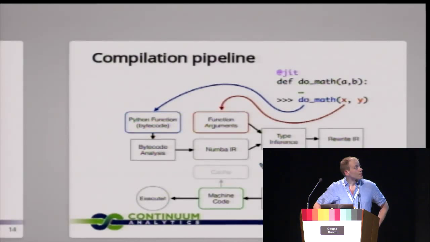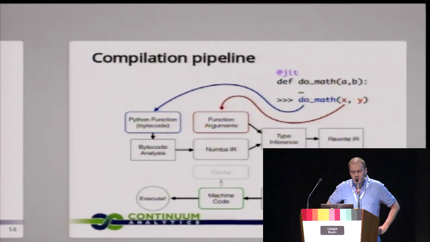So this is the compilation pipeline. You see there are two entry points there. You can see the wavy arrows. The first entry point is the Python bytecode itself, as I said. We have an analysis chain from the bytecode. First, the bytecode is analyzed, and we build a control flow graph, a data flow graph, and we produce something called Numba IR, Numba's own intermediate representation, which is about as high level as bytecode, but a bit different. It's not a stack machine. It's based on values.